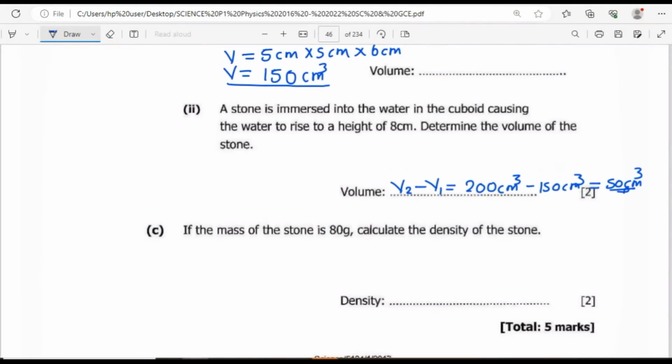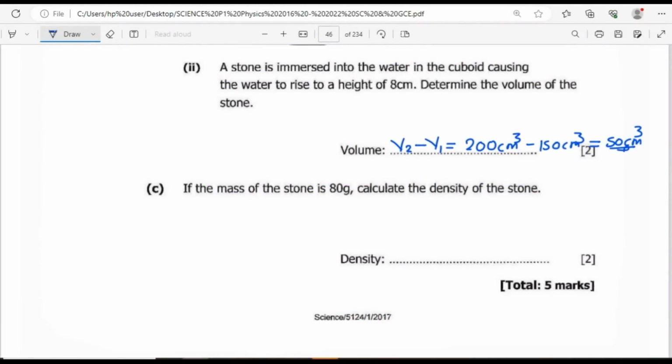Then after we have found the volume, we can now proceed by finding the density. So if the mass of the stone is 80 grams, calculate the density of the stone. So density is equal to mass over volume. So the mass is given, 80 grams over the volume. Now use the volume of the stone, which is 50 cubic centimeters. So what is 80 divided by 50? This is giving me 1.6 grams per cubic centimeter. So these are some of the questions that you may encounter.